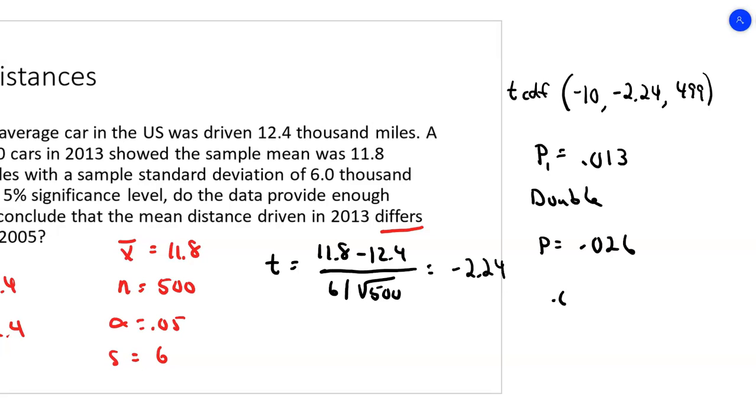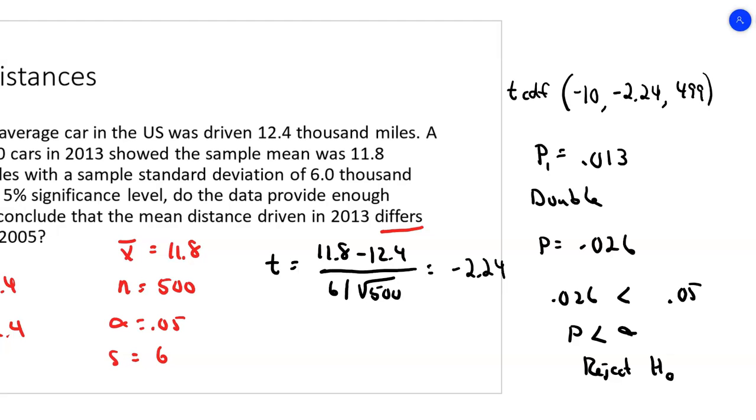Right, how does 0.026 compare to my significance level of 0.05? It's less than. So since p is less than alpha, then I can reject the null. Right? There's enough evidence to conclude that it's different. Not to conclude that it's higher or lower, simply to conclude that it's different.